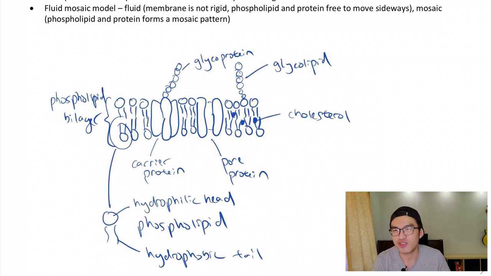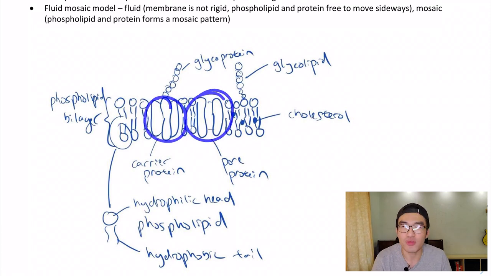Next, you have all these tiny, tiny particles here, we call it cholesterol. Basically, cholesterol is to stabilize your plasma membrane. You have your carbohydrate chain here. If this carbohydrate chain is attached to your phospholipid, we call it glycolipid, glyco being sugar, okay, because this is a carbohydrate chain. And if it is attached to a protein, we call it a glycoprotein. Very straightforward stuff. And of course, you have your carrier protein, you have your pore protein.